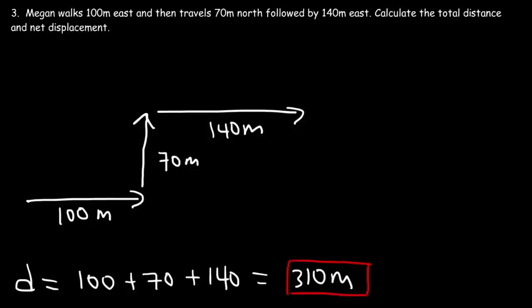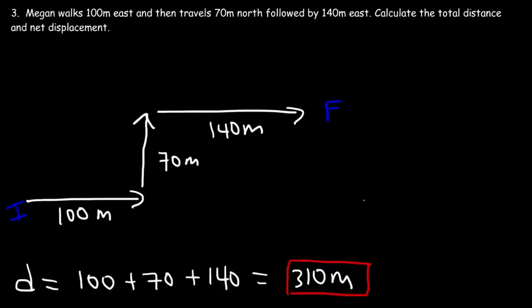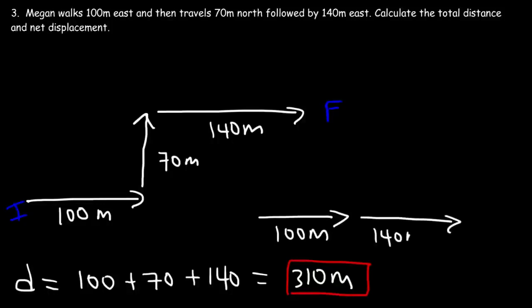Now, to find the net displacement, let's draw a line from her initial position to her final position. How can we find that distance? So what I'm going to do is I'm going to redraw it. I'm going to draw this vector first and this one right after it. So this problem is equivalent to this problem. Let's say if she traveled 100 meters east, and then another 140 meters east, and then 70 meters north.